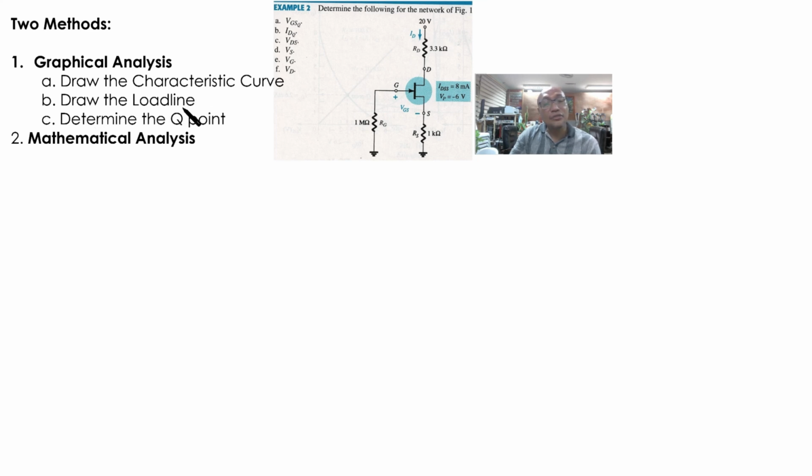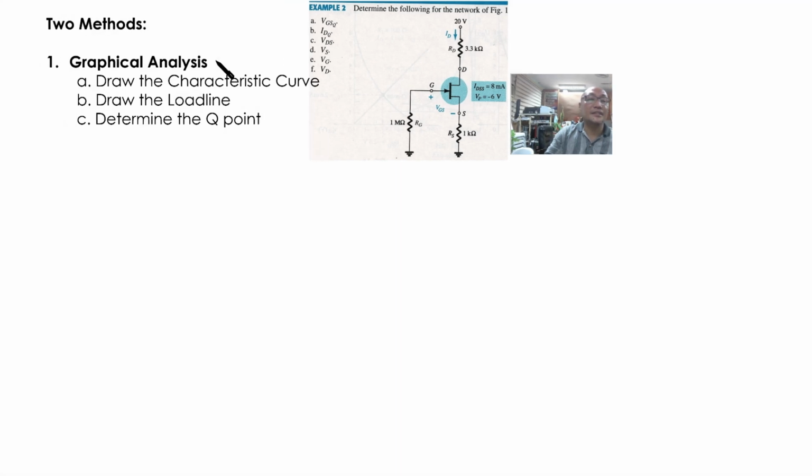Then let's try to draw the load line and determine the Q point. So let's try to consider this problem. So this is a self-bias configuration. So given a self-bias configuration, let's try to find VGS, ID, VDS, VS, VG, VD. Let's deal first with graphical analysis.